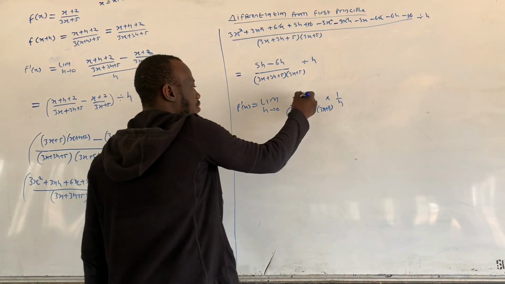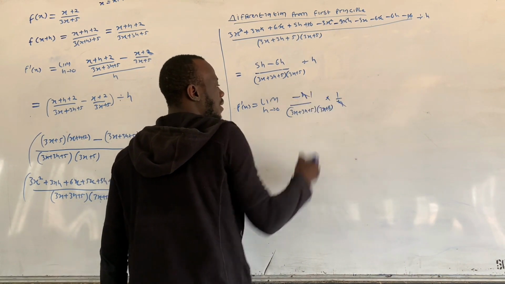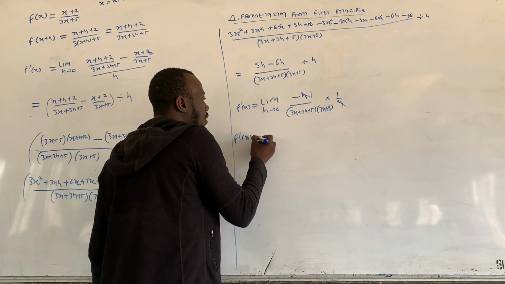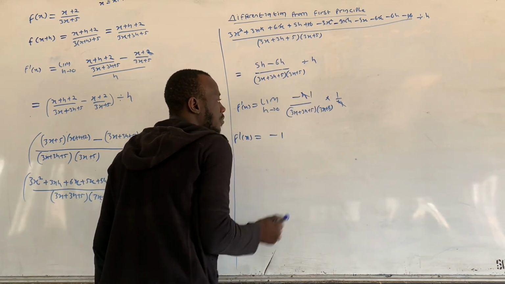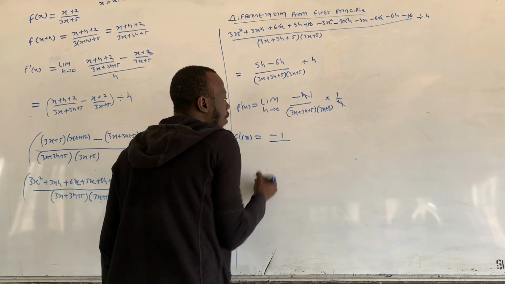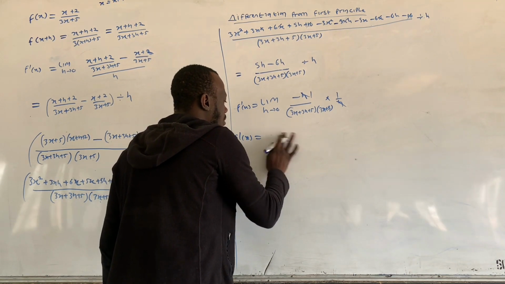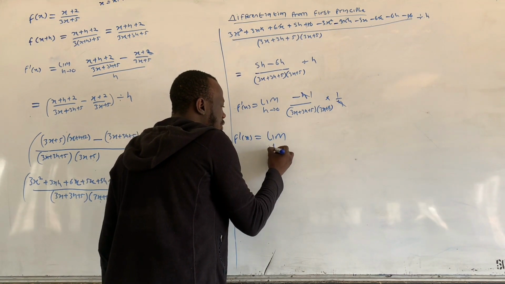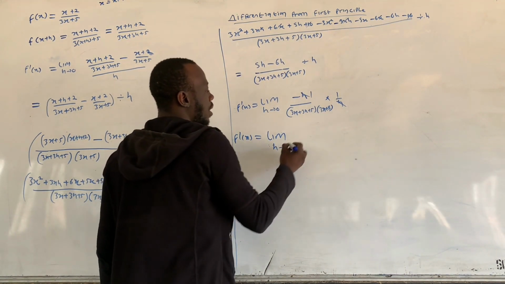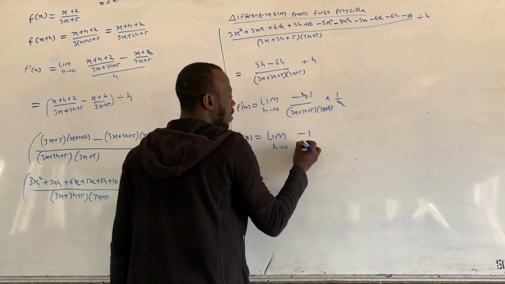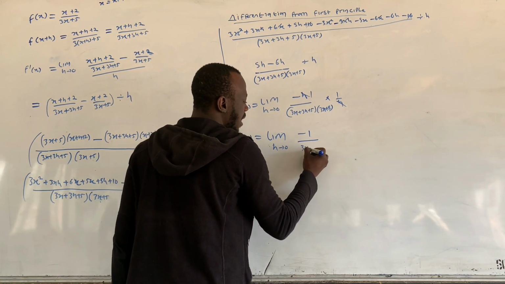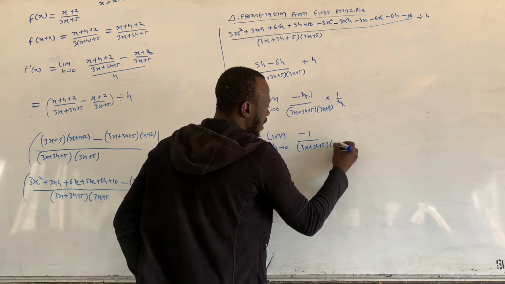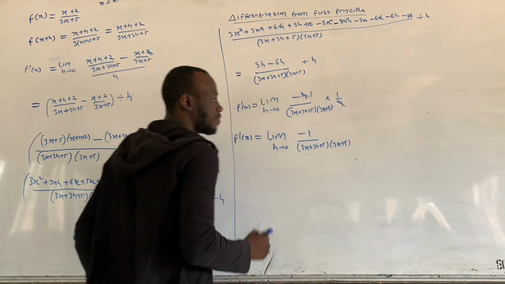Now this h will cancel out this h. Now here minus 1. Just leave all with f prime of x equals to what? Minus 1 all over what? Limit as h tends to 0, approaches 0, minus 1 here, all over what? 3x plus 3h plus 5 times 3x plus 5.